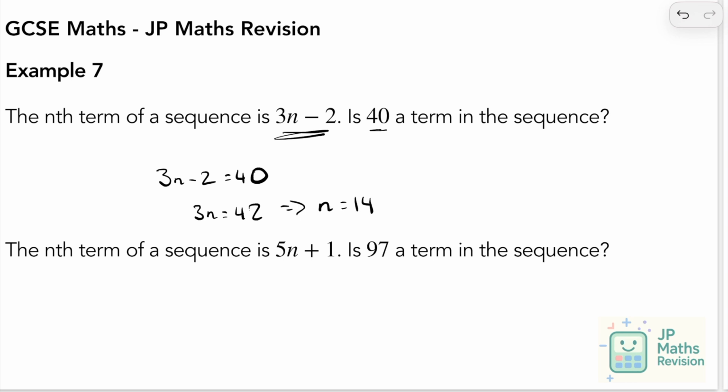So the answer to this question is yes, it is, because we've just proven that it's the 14th term in the sequence. So yes, 40 is the 14th term in this particular sequence.